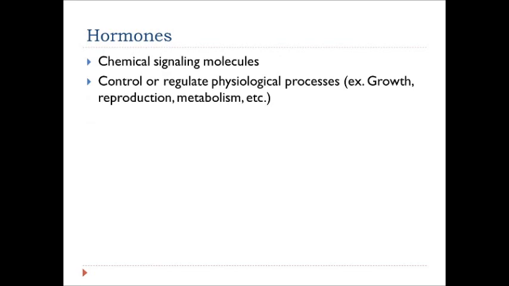Hormones are chemical signaling molecules. They generally target a specific tissue or organ in the body. They tend to have long-lasting effects in the area which they're targeting. Hormones can be protein-based. They can also be steroid or lipid-based. They tend to control or regulate physiological processes such as growth, reproduction, and metabolism. One really good example of a protein-based hormone is insulin to help lower our blood sugar.